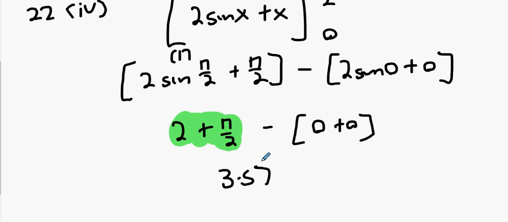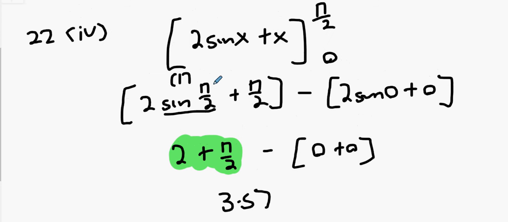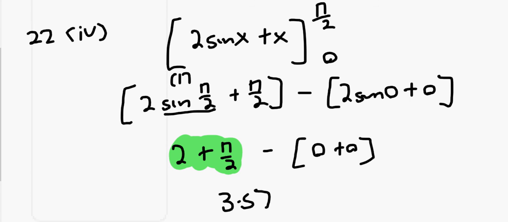We all good? Alright. I had you 2 plus pi over 2 from sine pi over 2 is sine 90. So you go to your calculator and you choose radian mode, shift, setup, angle unit, radian. Sine pi over 2. Sine pi over 2 is 1. Okay? And I'll just use my calculator after that. Okay? Let's move on.